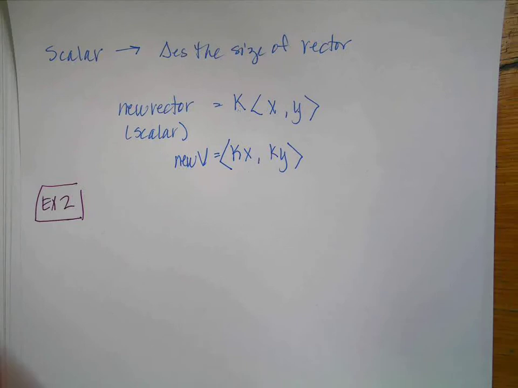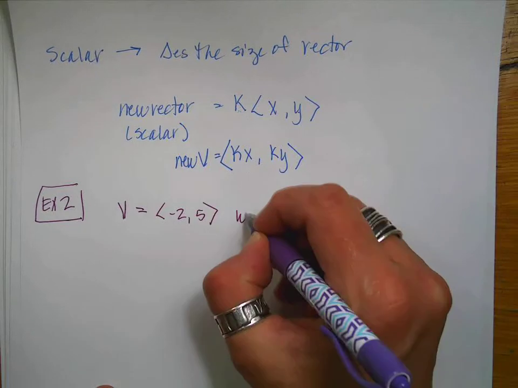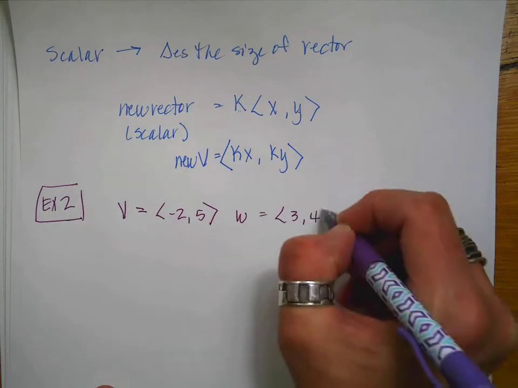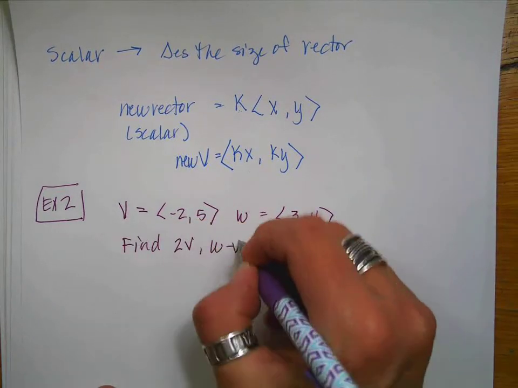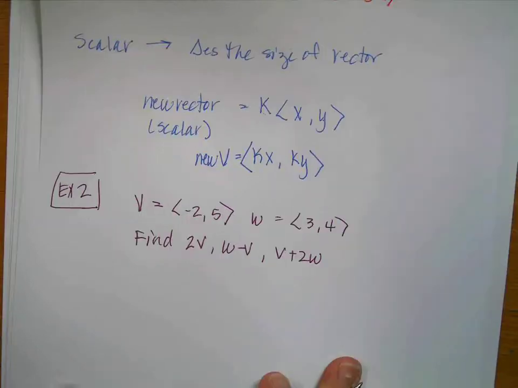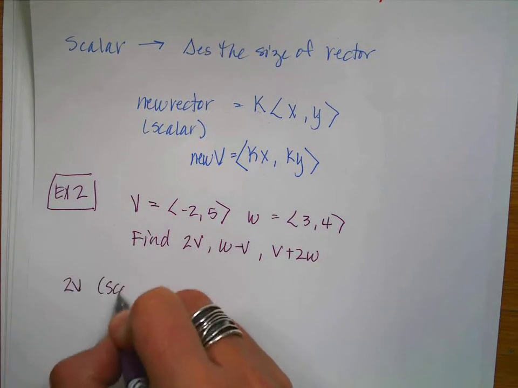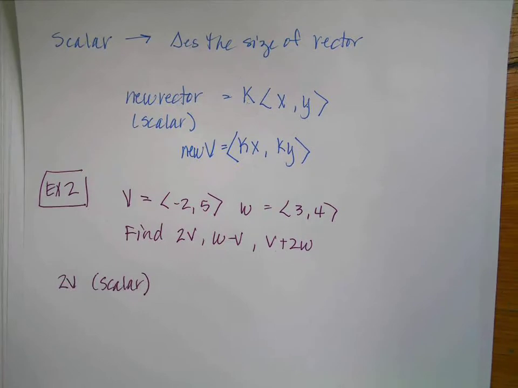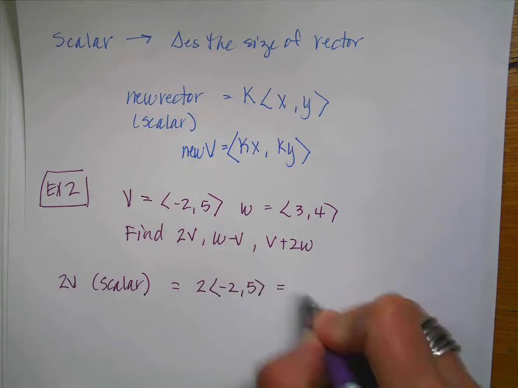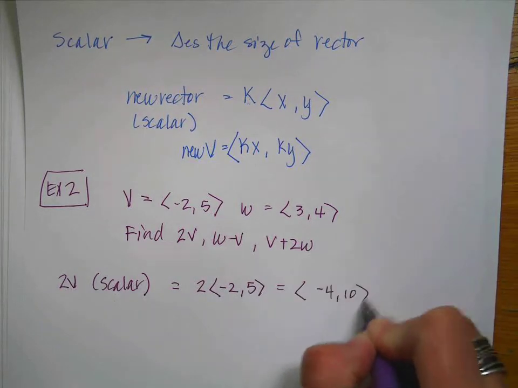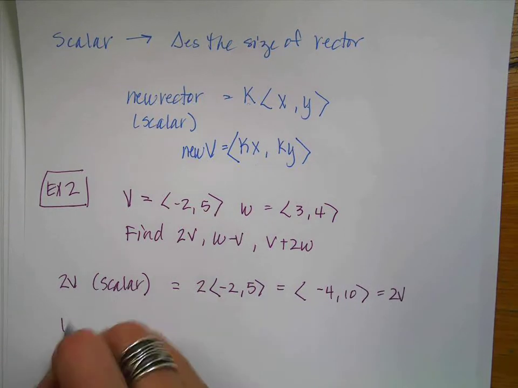Example number 2. Let me get my computer so it's happy. Example number 2, we're given that V is <-2, 5> and W is <3, 4>, and I want to find 2V, W minus V, and V plus 2W. I'm going to set each problem up separately. If I do 2 times V, that's a scalar. So it's going to be 2 times the component form of V, <-2, 5>, and this is just going to be <-4, 10>. So that's going to equal 2V.